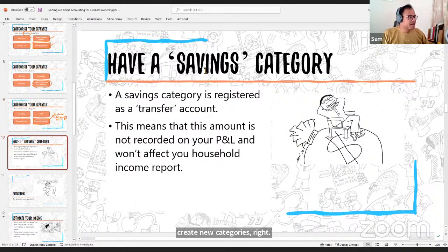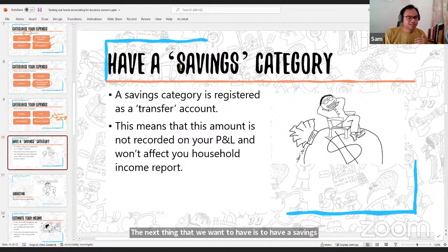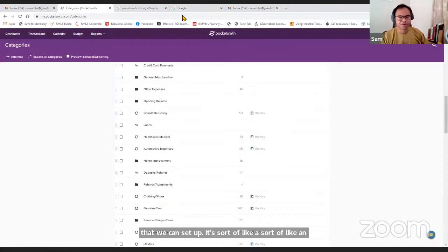The next thing that we want to have is a savings category. Okay, so a savings category is another category that we can set up. It's sort of like an expense as well, but it's not really an expense because you don't want it showing up on your income and expense report that we'll look at later, looking like your spending on savings, because you're not really spending on savings. You're merely putting money away for future use.